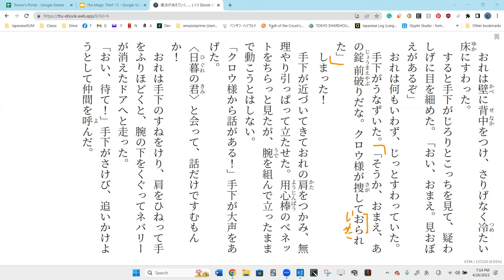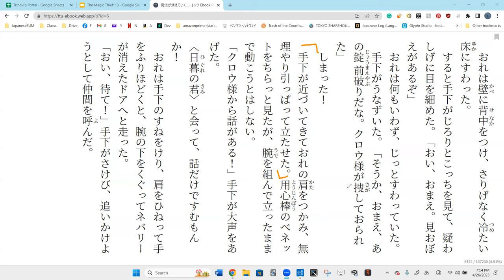He's speaking in polite form, because Kuro-sama is his boss. And he's saying, Kuro-sama has been searching for you. He's been searching for you. And here Khan is saying, oh no, oh dang it. Shimata.